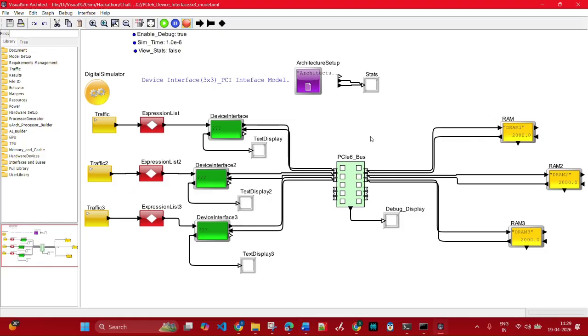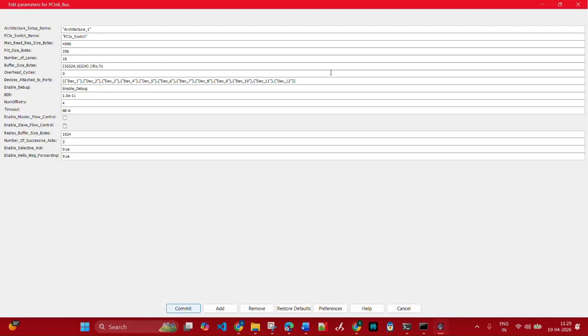Coming to the model, since this is an architecture exploration tool, we don't have in-depth details about all the PCIe modeling here. We are going to model only a few of the parameters. One is the read request size in bytes, and the flit size. With respect to PCIe 6, this is a fixed flit size: 256 bytes is fixed protocol-wise.